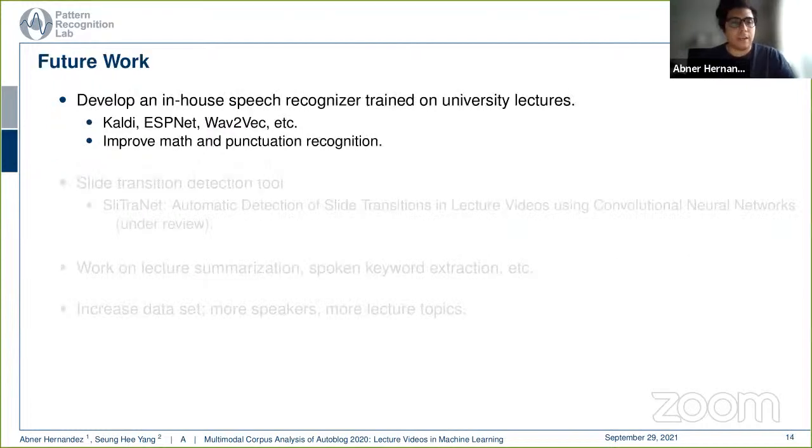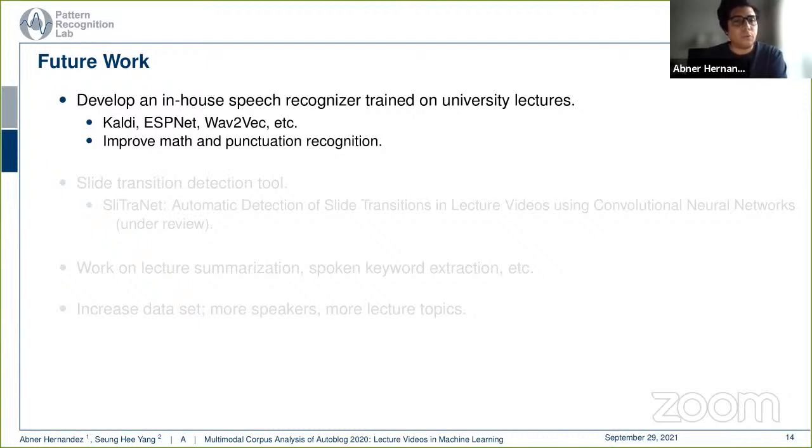So this is very, very initial work, and there are a lot of things that we still need to do. One thing is to develop an in-house speech recognizer trained specifically on university lectures, so we don't depend on YouTube's automatic captioning system. So we're looking into Kaldi, ESPnet, Wav2Vec, SpeechBrain, and other toolkits to see which is most convenient for developing this kind of system.